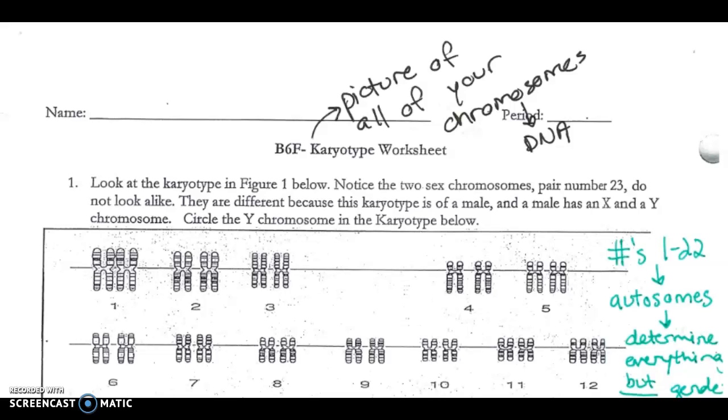Okay, now we're going to take a look at the notes over karyotypes. A karyotype is an arrangement of the chromosomes. It's a picture of the chromosomes from someone.